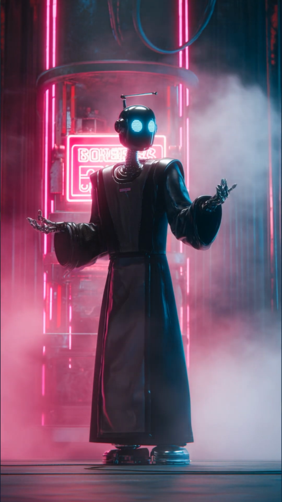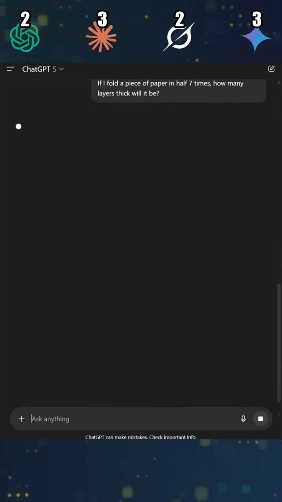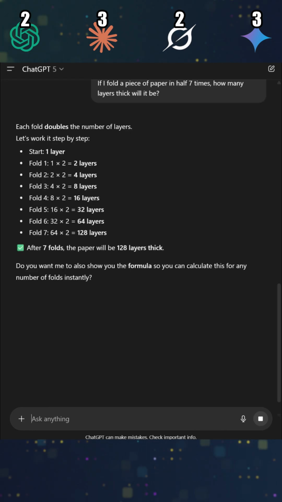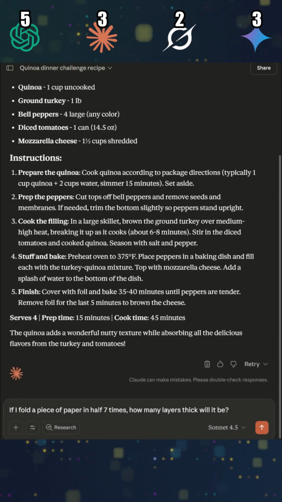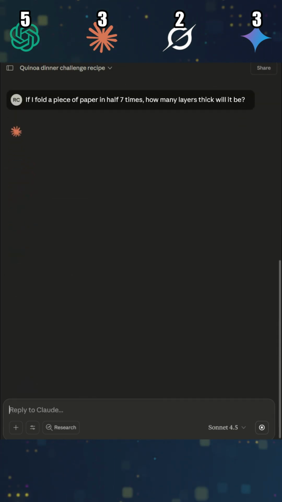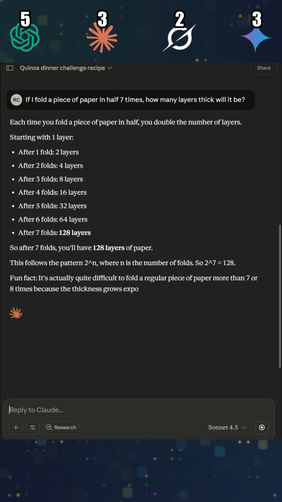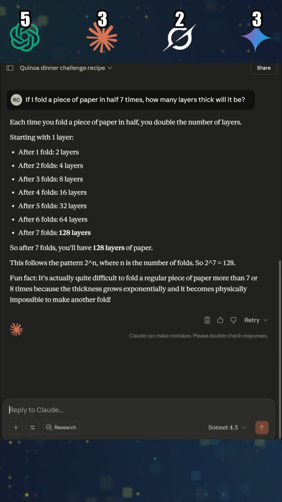Let's score them. First up, ChatGPT. Textbook perfect. Walked through every step, no fluff, just clean math. Easy 3 out of 3. Claude came in swinging with the formula 2 to the 7th power and dropped a fun fact about physics capping real life folding at around 8. Big brain energy. Another 3 out of 3.